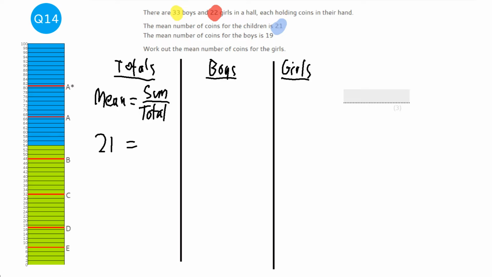So the mean for the total is 21, and we don't know what the sum is, so I'm going to call that T, over the total amount. So 33 plus 22 is 55. So T is 21 times 55. Now I'm going to have to do a grid somewhere to work that out. Let's do that over here.